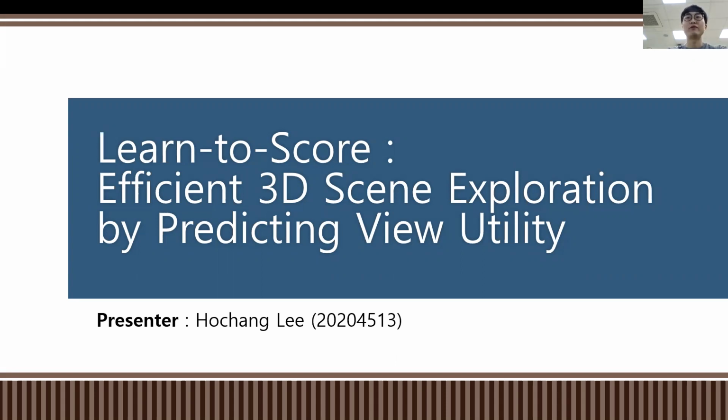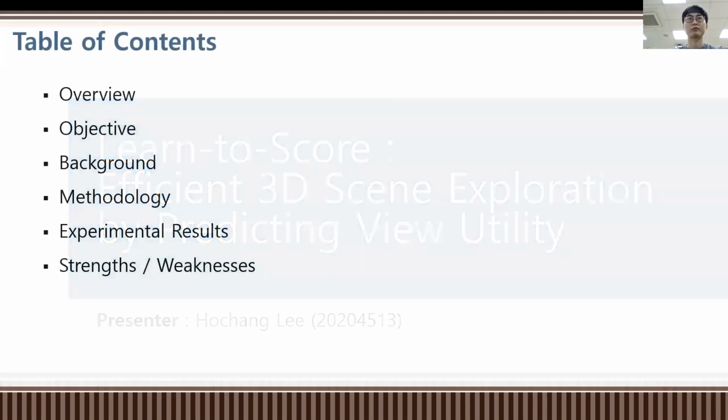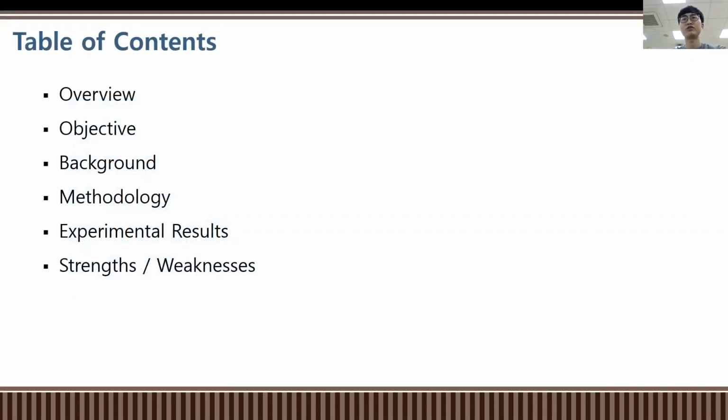Today, I will introduce an efficient 3D scene exploration method based on view utility prediction. This presentation will contain the following material. First, a brief overview of the chosen paper, followed by the motivation behind the research and some of its related works. Then, I will discuss the methodology and the experimental results. Lastly, I'll finish off by pointing out some of the strengths and weaknesses of the presented method.